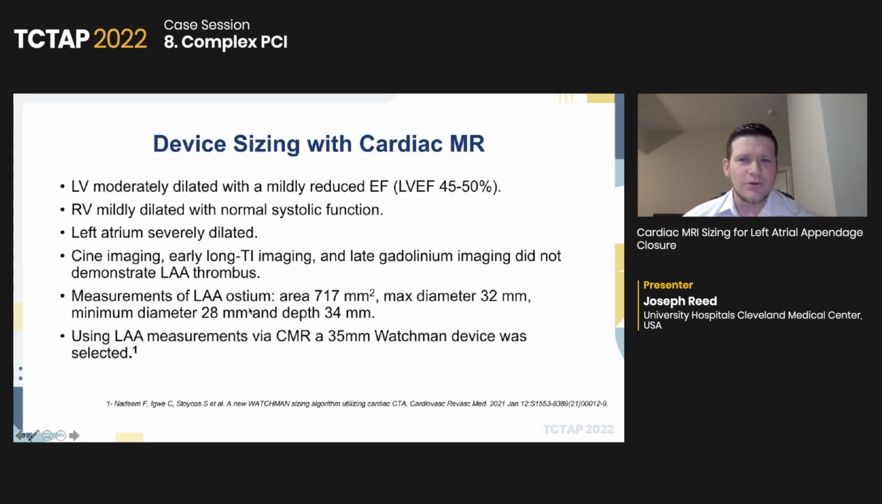So here are our findings using cardiac MR. The LV was moderately dilated with LV dysfunction. Her RV was mildly dilated. Her LA was severely dilated. And on cine imaging, early long T1 and late gadolinium demonstrated no presence of LA thrombus. Our measurements of the LA ostium were an area of 717 millimeters squared, diameter 32, minimum diameter 28, depth of 34. And using these ostial measurements, we selected a 35 millimeter Watchman device, and we extrapolated data from a CTA sizing algorithm that University Hospitals has developed.